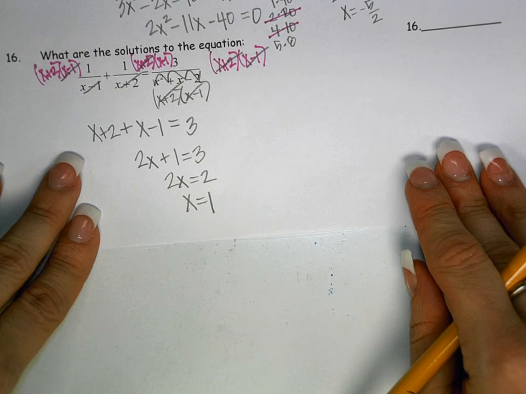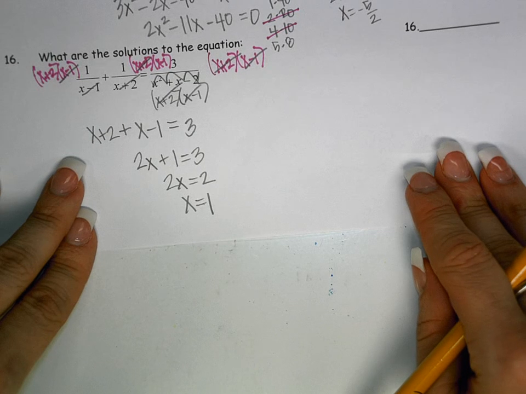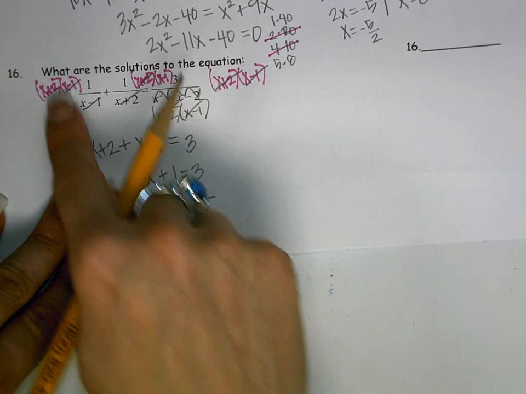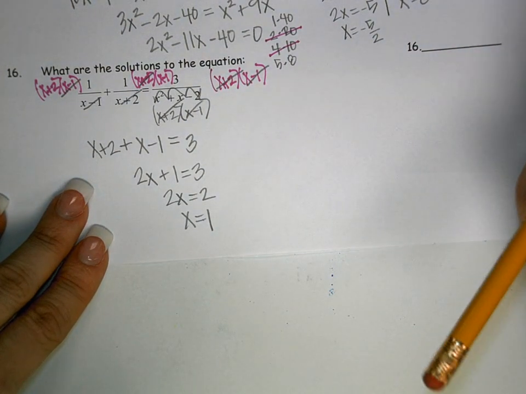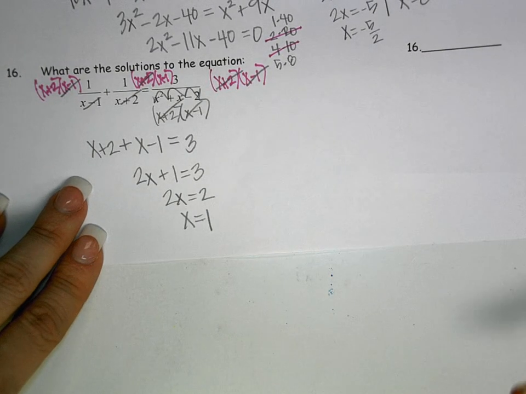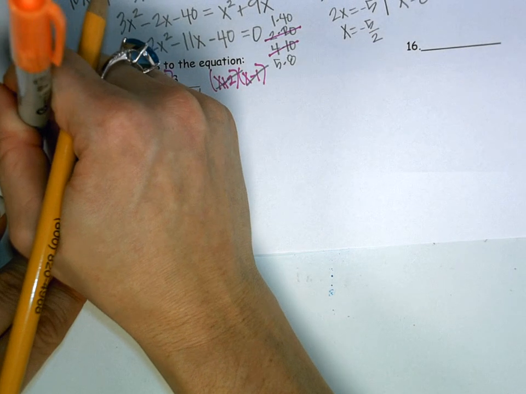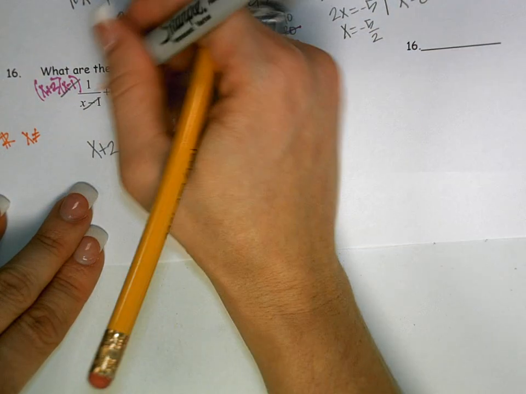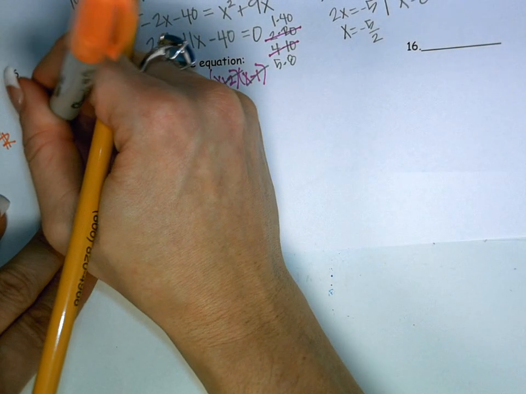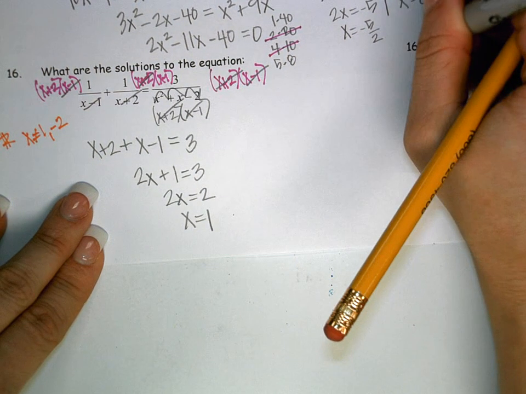Do I have to plug it back in? No. How can I know right from the beginning what is not going to work in the bottom? Anything that would make it 0 in the bottom. So right from the beginning, your domain would be all real numbers except x could not equal what? Positive 1 or negative 2. Since you get this, that's a no solution.